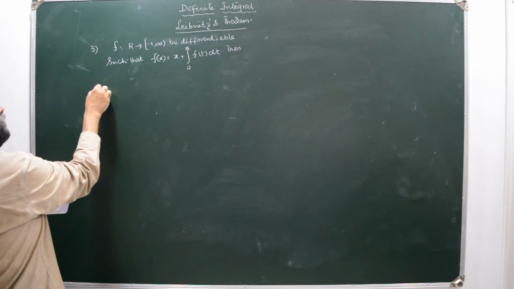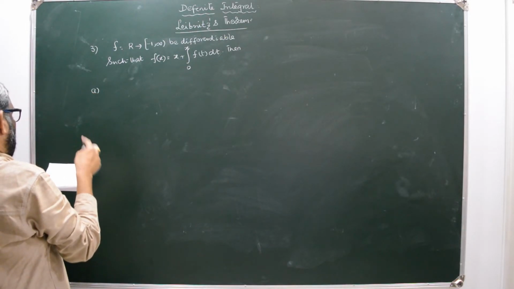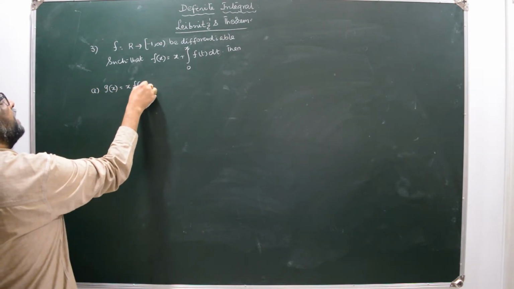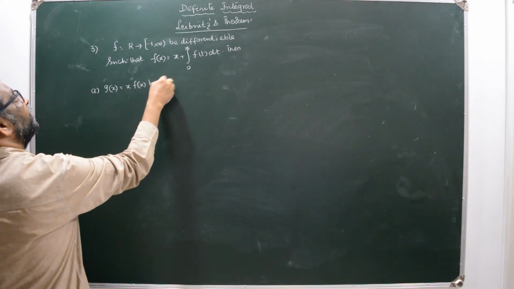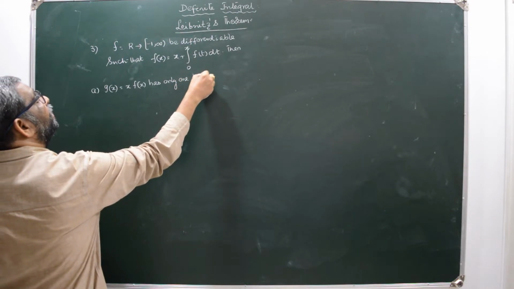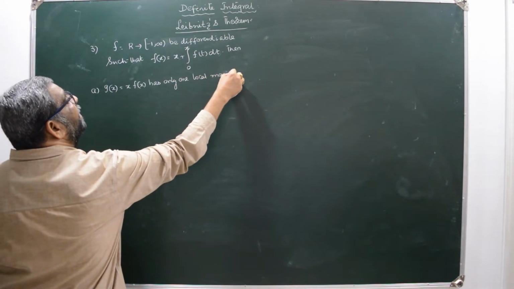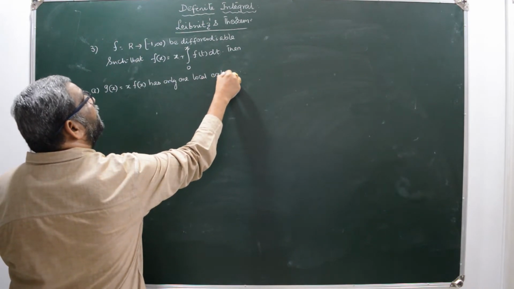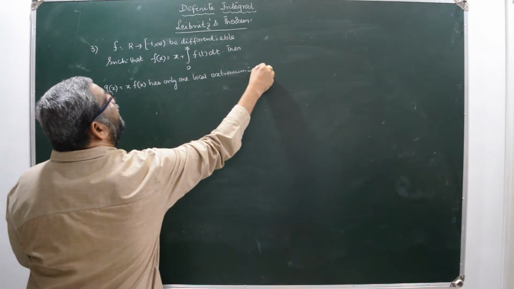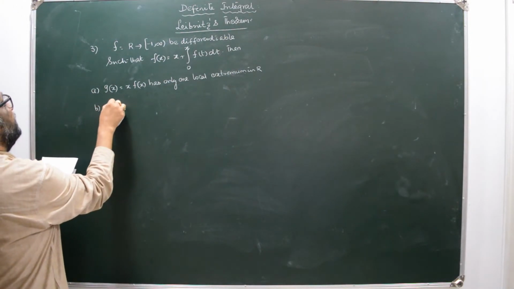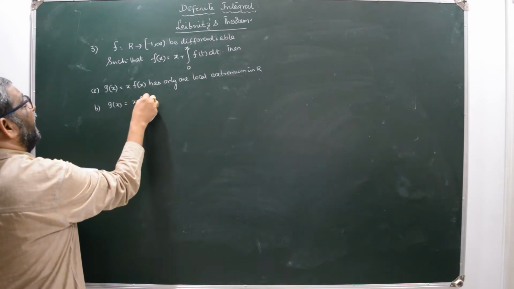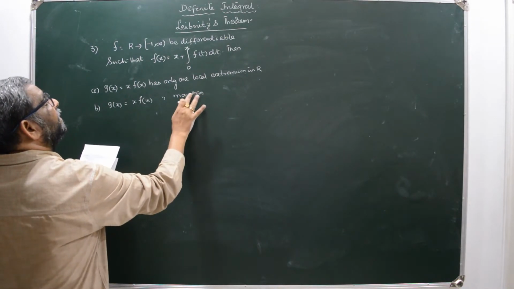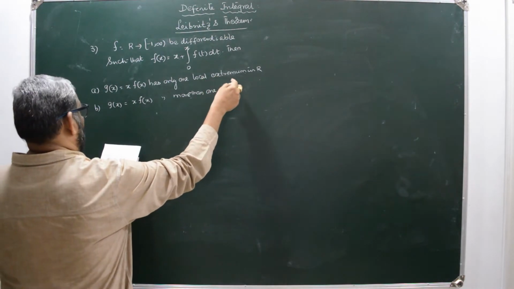I will write a few options here. We have to pick which is correct. g(x) is equal to x into f(x) has only one local extremum in R. The second one, g(x) is equal to x into f(x) has more than one local extremum in R.